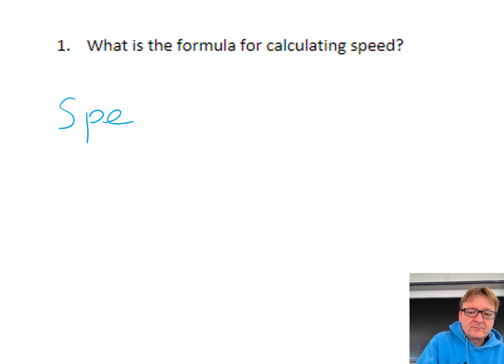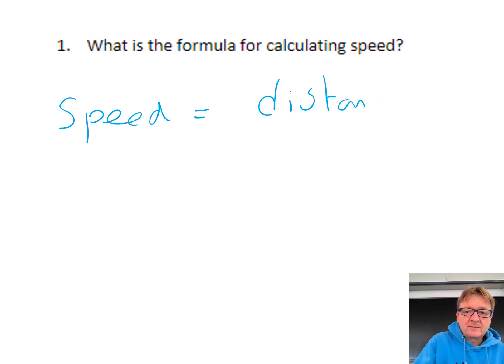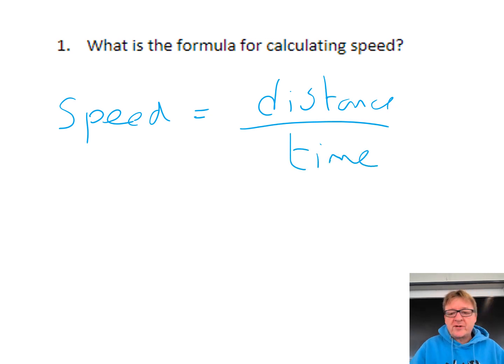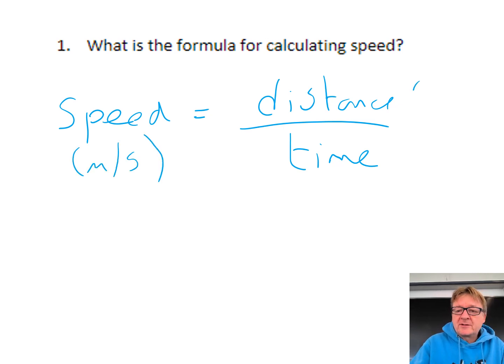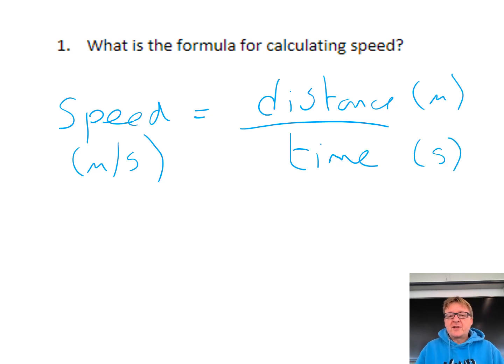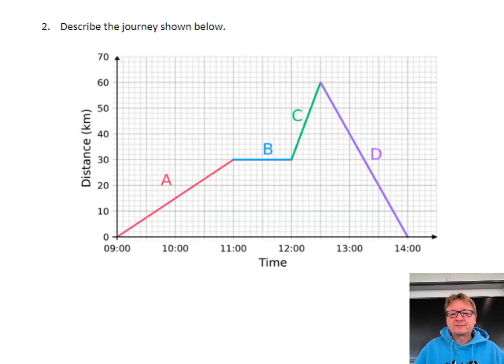Speed equals distance divided by time. Okay, incredibly common, whatever year group you're in, that equation is going to come up. Speed is in meters per second, distance in meters, time in seconds. Right, so if they ever say time in minutes, you convert it to seconds. If they say distance in kilometers, convert it to meters.